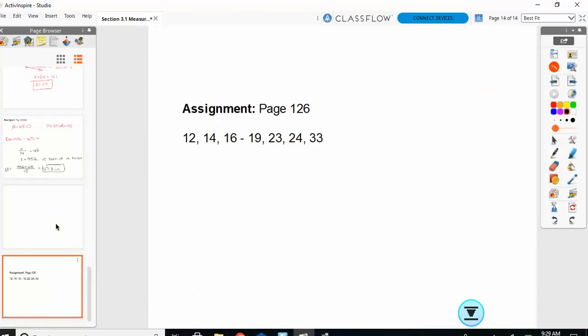I don't really want to send the whole class to get a book, but maybe you could share with somebody. If there's two of you sitting close together, one of you can go get your book. Here is your assignment.